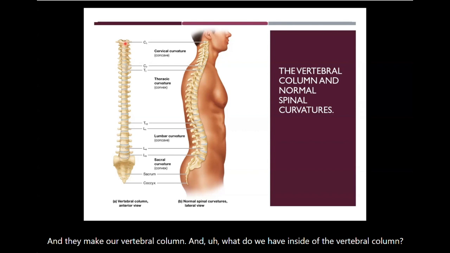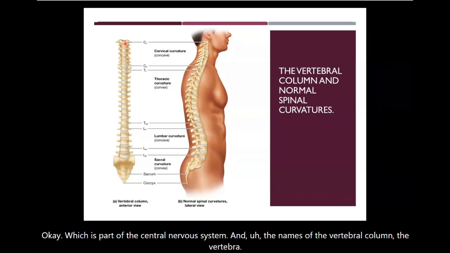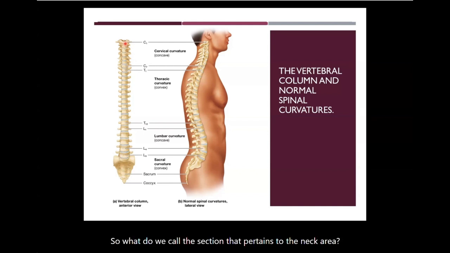And what do we have inside of the vertebral column? What does the vertebral column protect? The spinal cord, okay, which is part of the central nervous system. And the names of the vertebra, each bone has a name, but the names are very easy because the vertebra are divided into three sections. So what do we call the section that pertains to the neck area? Cervical. What do we call the section that pertains to the chest area? What do we call the section that pertains to the lower back area? Lumbar, right? And okay, that's good.